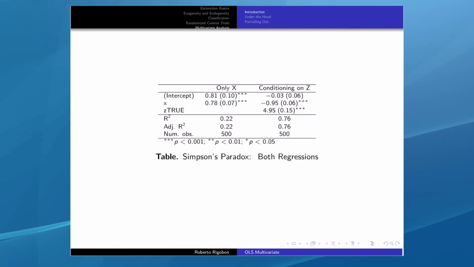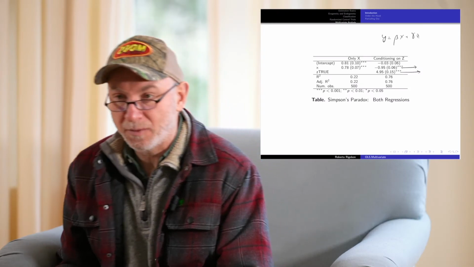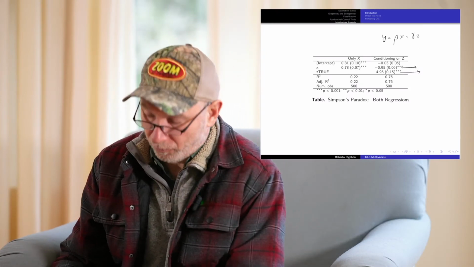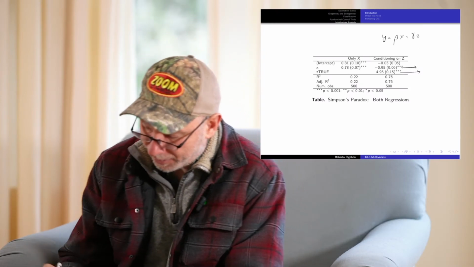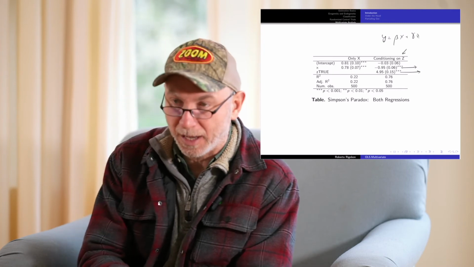If we run a regression where we condition, where we actually run y equal beta x plus gamma z, I'm forgetting about the constant just for a second, then notice the beta is equal to -1 and the gamma is equal to 5. So we recover the two parameters. There's something that we are going to call partialing out. There's a way to run this regression in steps, okay?